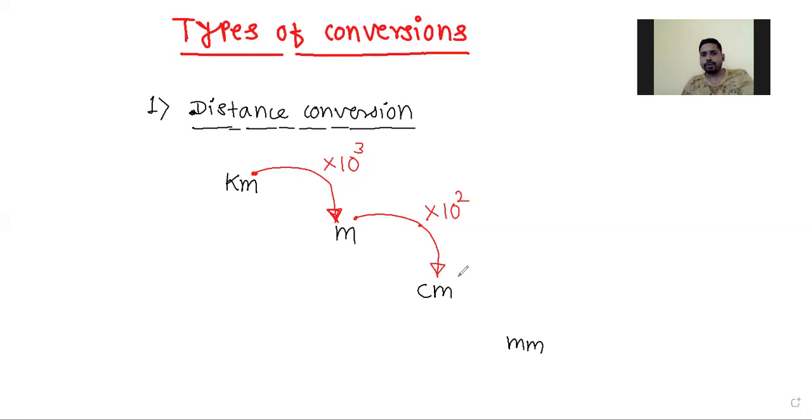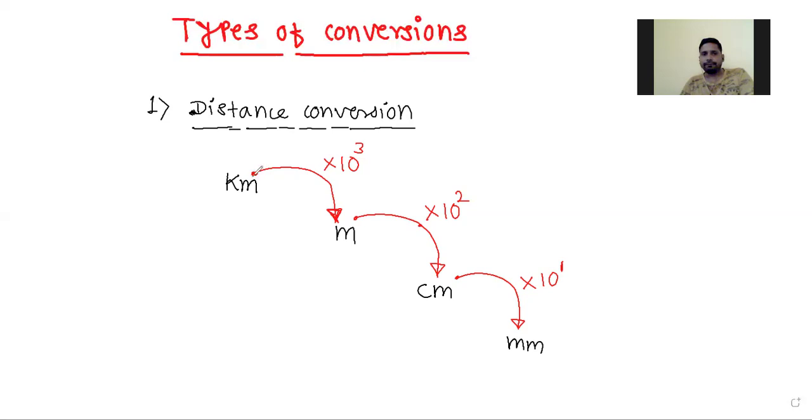Now, if we want to convert from centimeter to millimeter, starting point is centimeter, ending point is millimeter. Now we know that 1 centimeter is 10 millimeter. So 10 to the power 1. So what is requirement to write the power 1? Okay, I'll tell you later on.